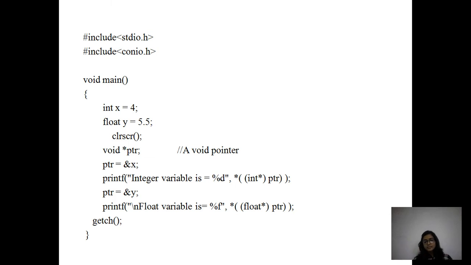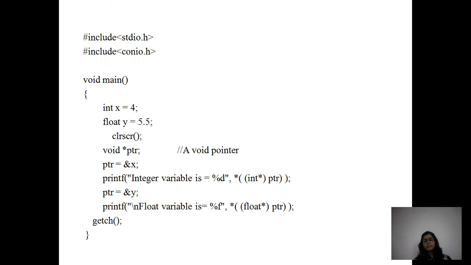Now next we have written ptr is equals to ampersand y. What is y? We have a floating variable. That means we are defining the address of the floating variable. Now ptr will point to the floating value. That means for the first time the output will be 4, and for the second line the output will be 5.5.